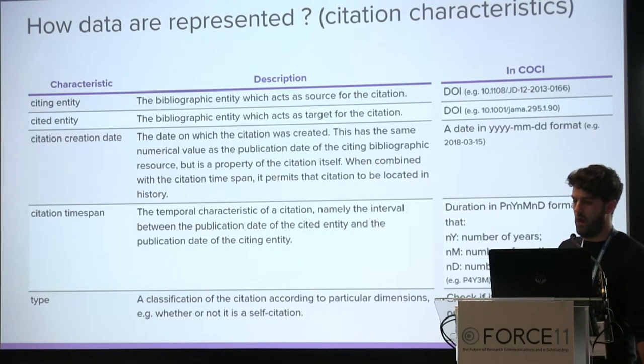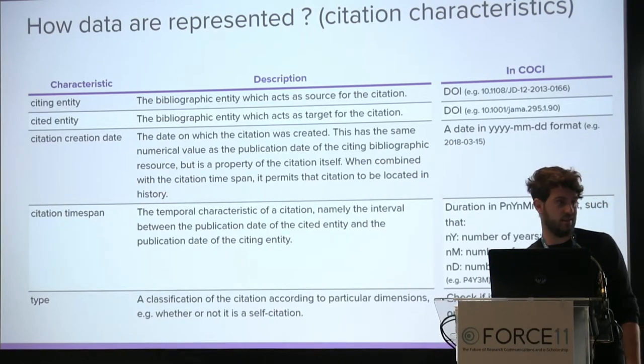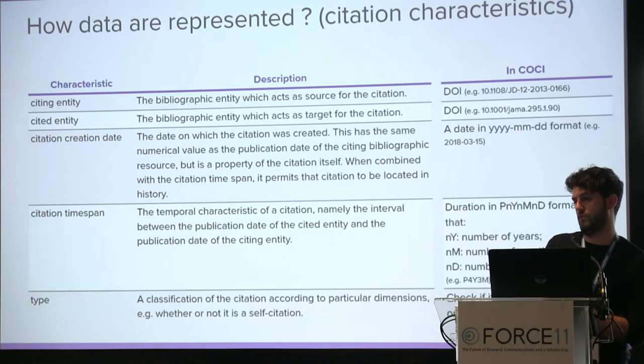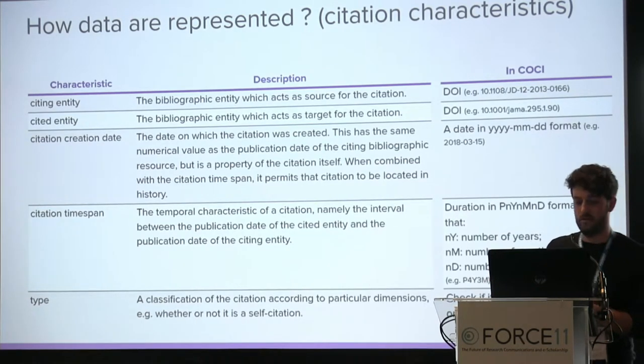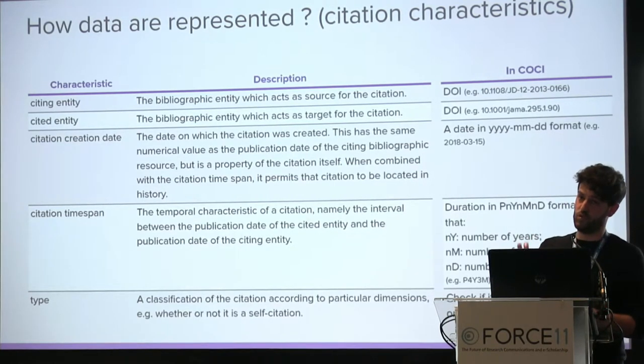So how are the data represented? What are the citation characteristics inside the dataset? We have the citing entity and the cited entity, which for COCI are represented through the DOIs. Then we have the citation creation date.